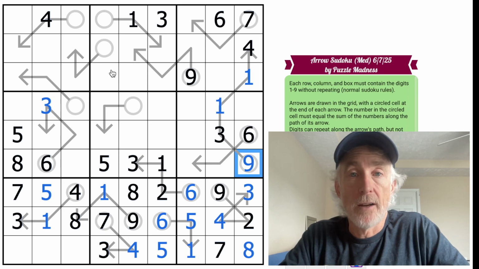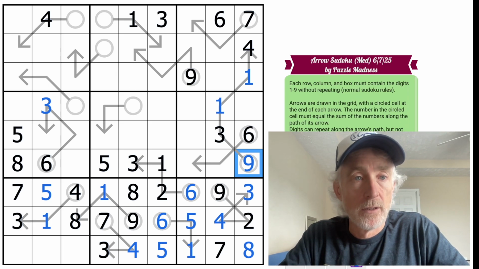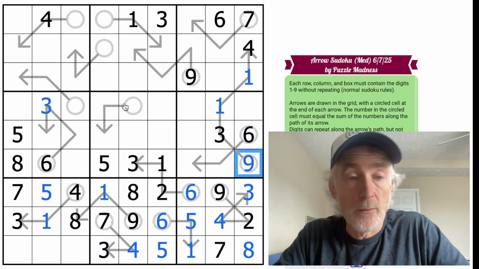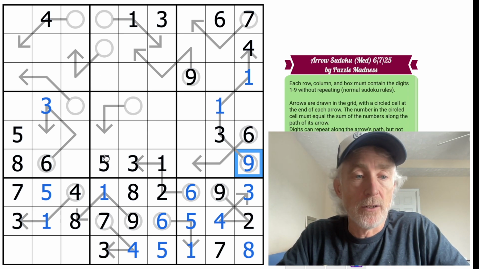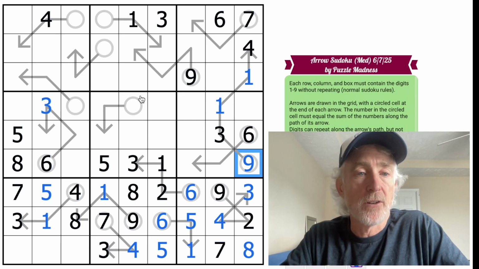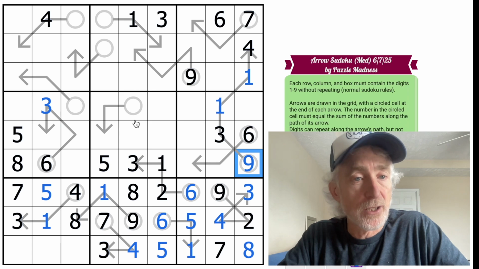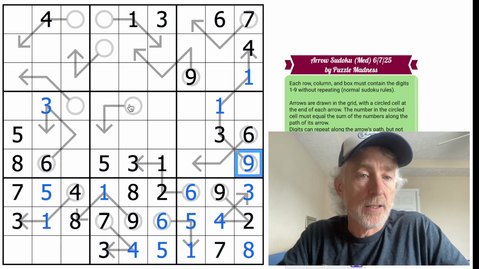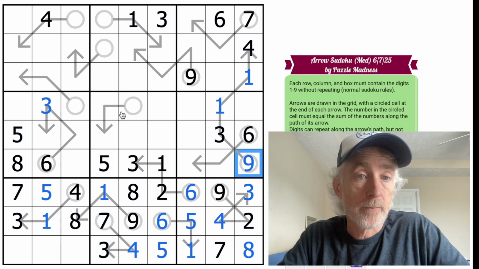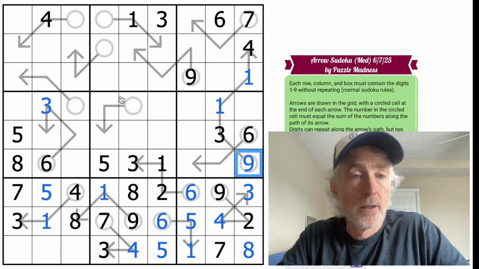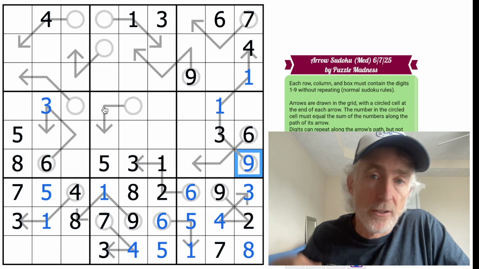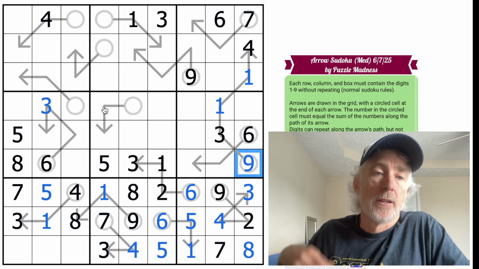You're also never going to have a 1 inside a circle. Because again, 1 is the sum, right? So you don't have less than 1 in Sudoku. So you're never going to see a 1. You're also never going to see a 2, because you can only get to 2 by adding 1 and 1, and if those cells are in the same row, column, or box, you just can't repeat the 1.